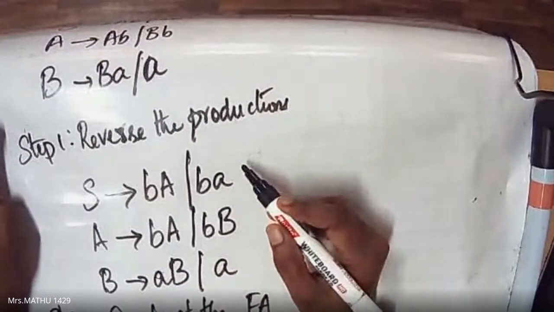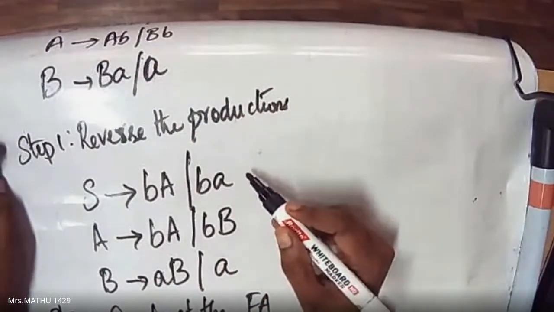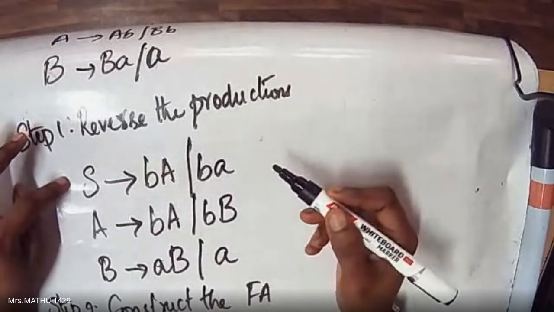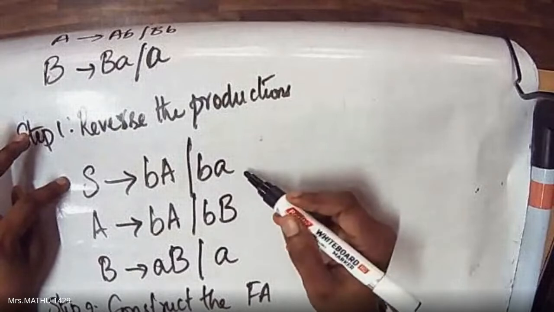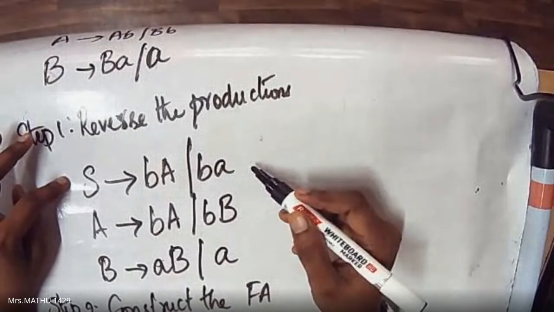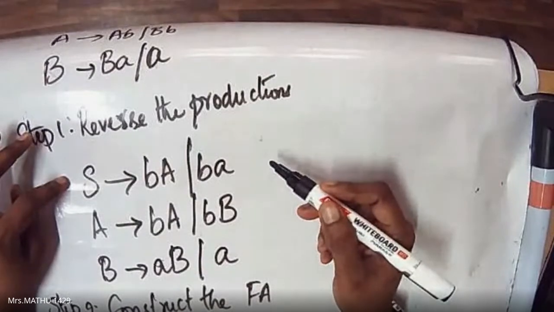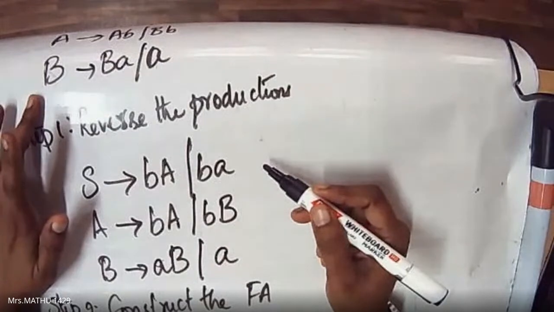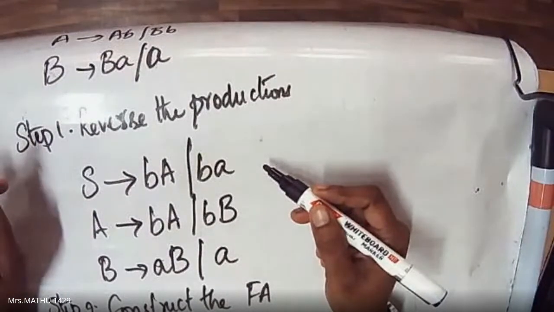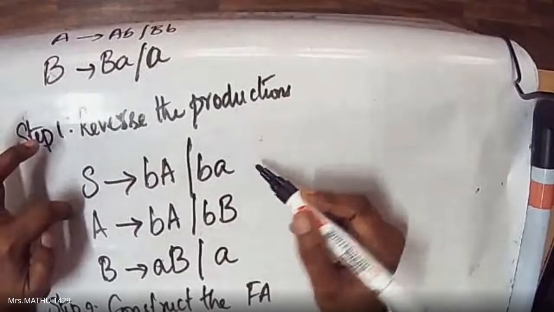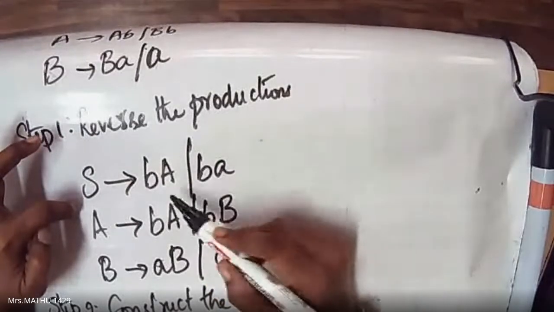So as we reverse the productions in the first step, can you observe anything here? Can you observe what kind of grammar we get after reversing? Can anyone try to say the answer? Initially, we had a left linear grammar, and, yes, very good, Solomon. It is a right linear grammar now, right? So as we reverse the productions, what we are getting is a right linear grammar.